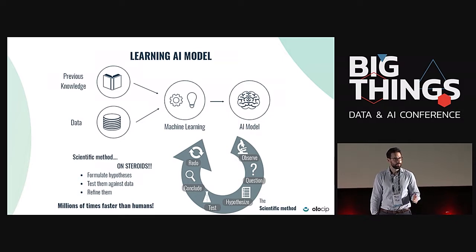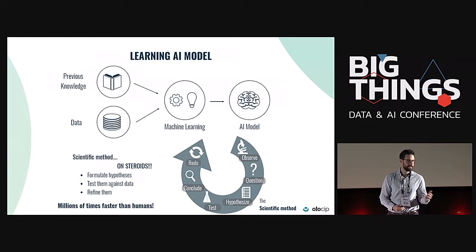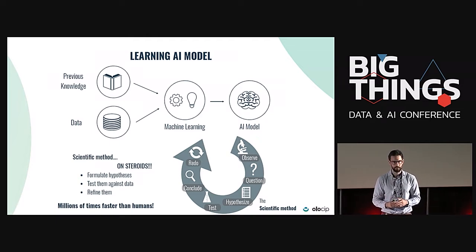So for those of you who are not very familiar with machine learning, I will quote Pedro Domingos, a prestigious professor from the University of Washington, who said that machine learning is like the scientific method on steroids. And why did he say that? Well, the principles are the same. You formulate hypotheses, you test your hypotheses with the data, and you iteratively refine them. The difference is that machines can do it millions of times faster.